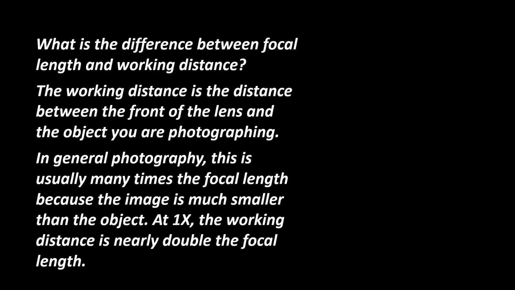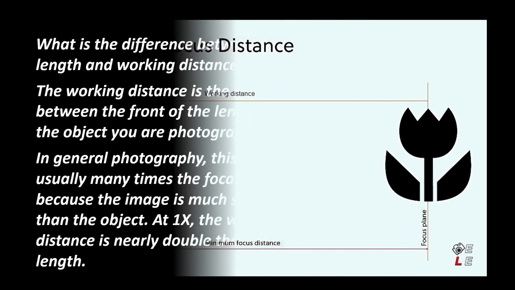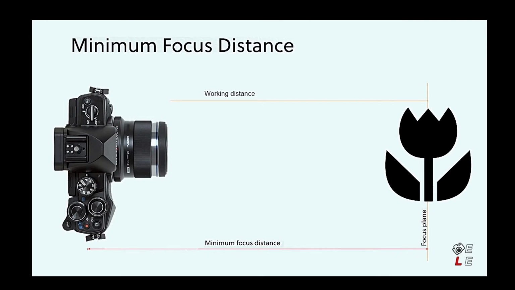What is the difference between focal length and working distance? The working distance is the distance between the front of the lens and the object you are photographing. In general photography, this is usually many times the focal length, because the image is much smaller than the object.